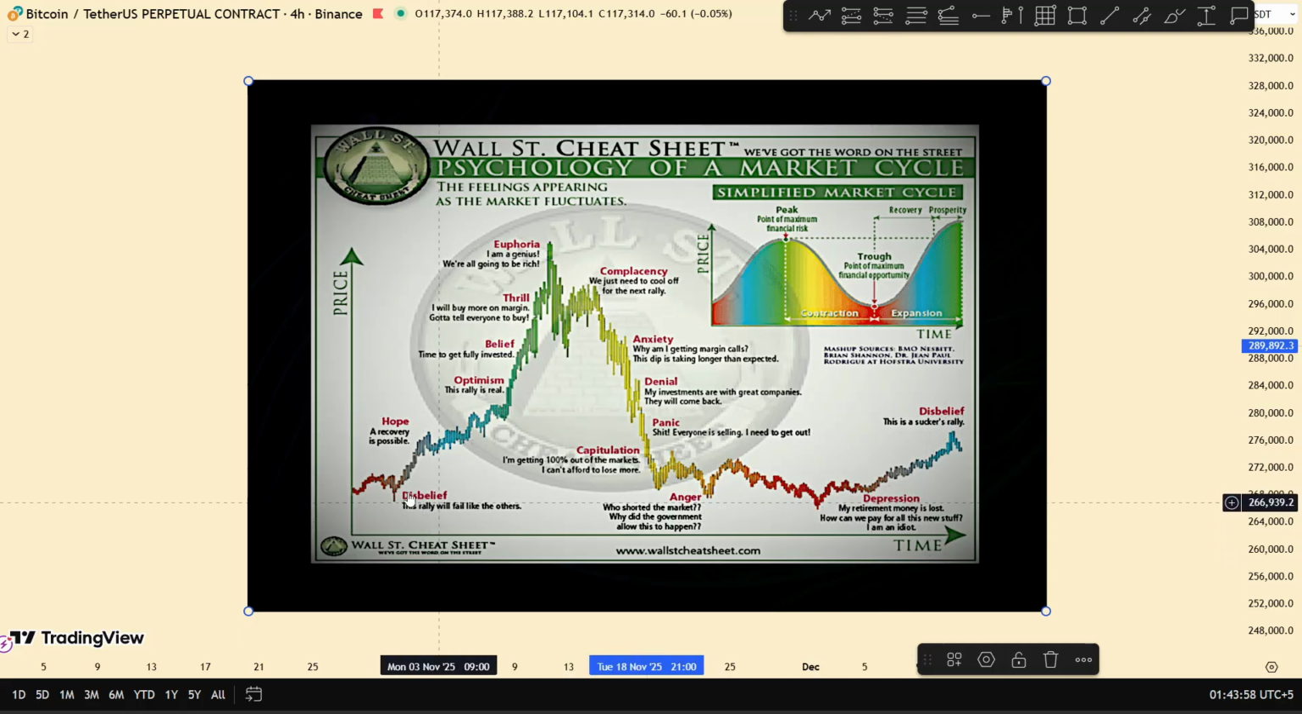Disbelief over here is the first stage. What do we see over here? It's a break of structure to the upside. This was a break of structure to the downside. So the disbelief becomes a market structure shift, which signals us that, hey, the next cycle is about to start.